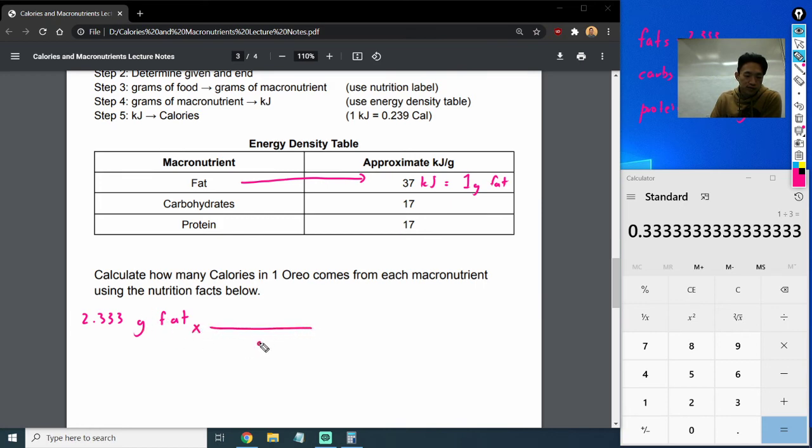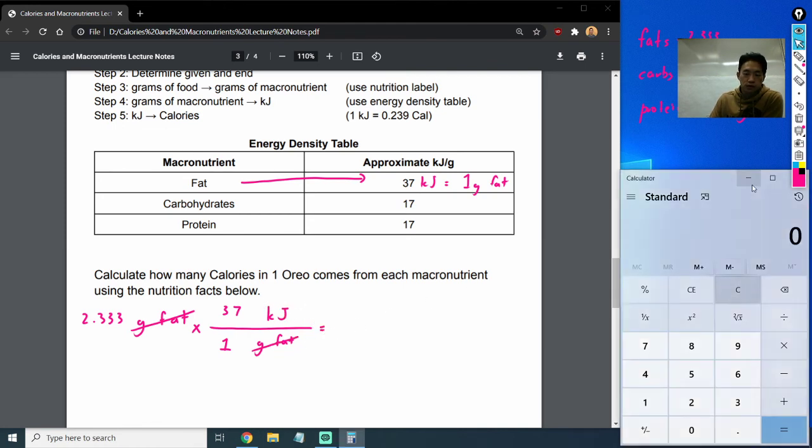Okay, we're going to put grams of fat on the bottom because we want to get rid of that, and we want to find kilojoules. So we're going to put kilojoules on top. And the number next to kilojoules is 37 per 1 gram of fat. And so here we can cancel out the grams of fat, and that will let us find kilojoules. So we're going to go 2.333 times 37. And so that means inside one Oreo, you get 86.321 kilojoules from fat.